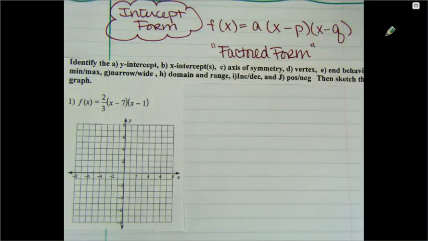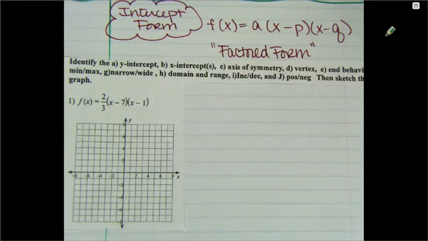All right, so number 1. It says we need to identify all of these pieces. First thing it says is a y-intercept. What does it mean to be a y-intercept? X is 0 and it crosses the y-axis.